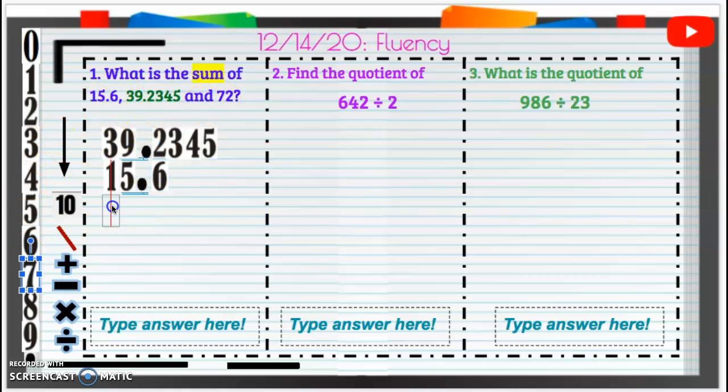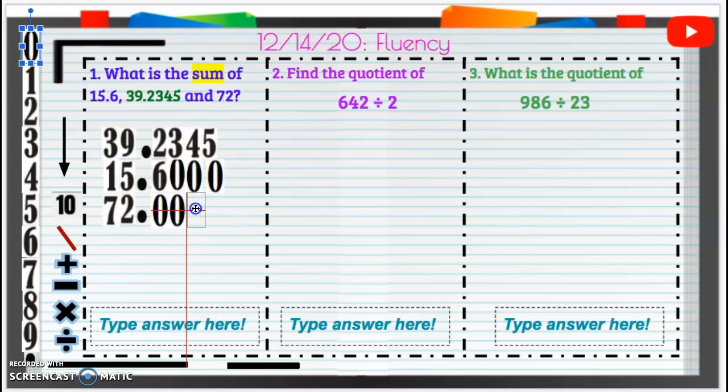Now, 72 is a whole number, so remember, you can put a decimal after it with zeros after if you would like to. You do not have to, but you can if you want to. We can also put some placeholder zeros over here. All these zeros. Oh my goodness.